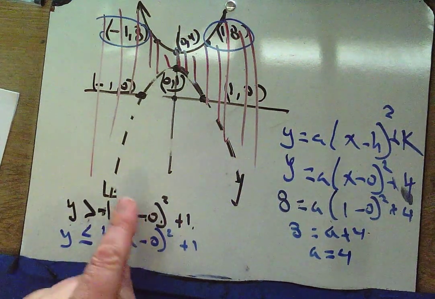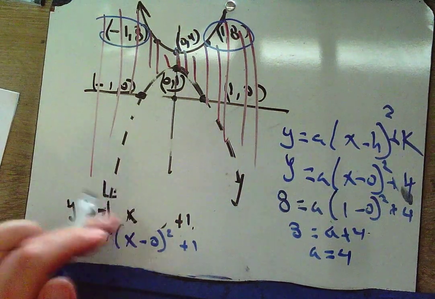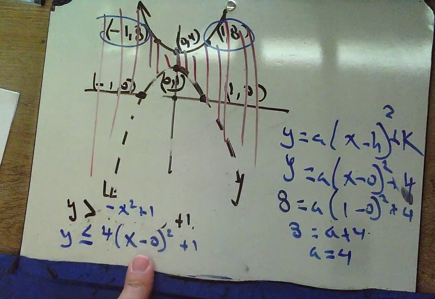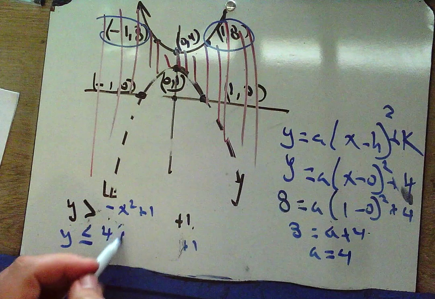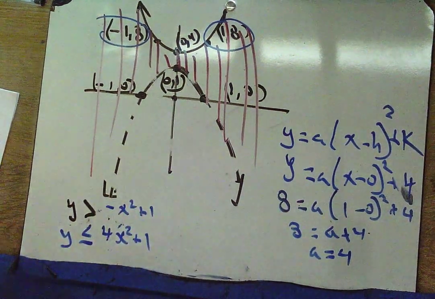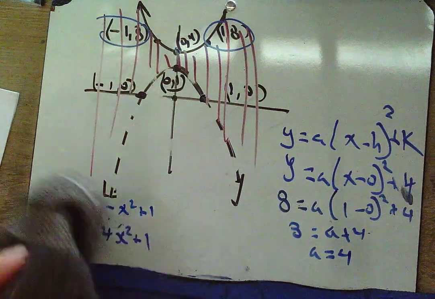And of course you could write this as negative x squared plus 1. And of course you could write this as 4x squared plus 4. Of course. I just showed it in that other way so that the people who needed to see where that was all coming from could see that.